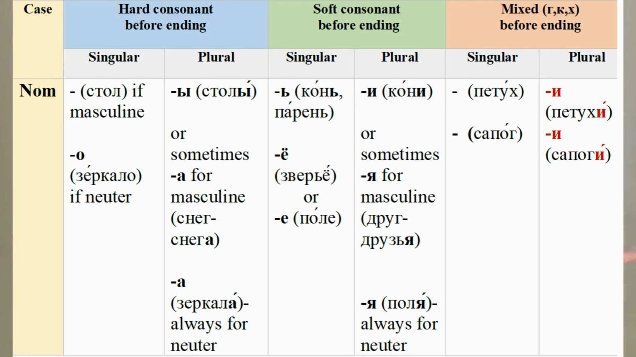For the neuter words, we have ending о or е, and here we see the ending о, зеркало, right? For the soft version, there will be zero ending, but here we have a soft sign at the end because it's the soft version. So, конь, for example, or парень. And neuter is ending е, so it can be е or ё, right? And dear friends, for the mixed version, I give you examples from masculine words, so there will be zero ending. Петух, сапог.